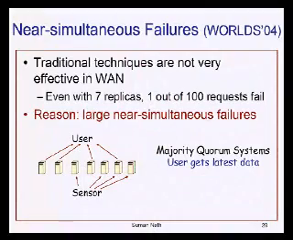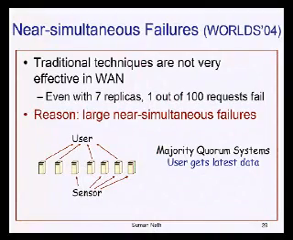And I identified the reason, and it was the large near simultaneous failure, which means that a large number of nodes fail within a very short time so that the system can't react to that. And this might happen because of worms or DOS attacks or this type of failures.